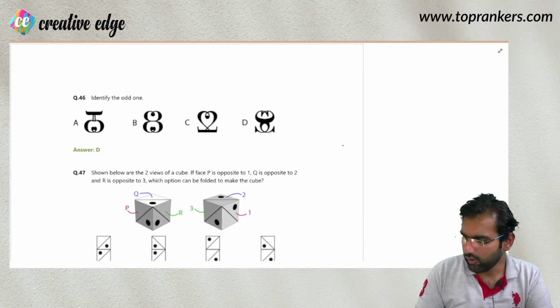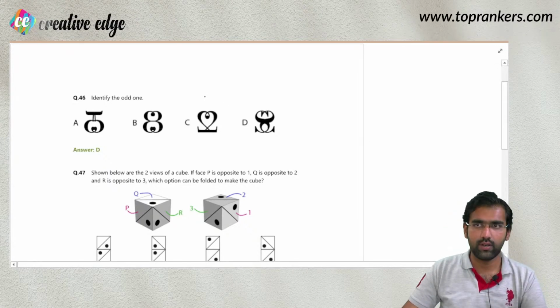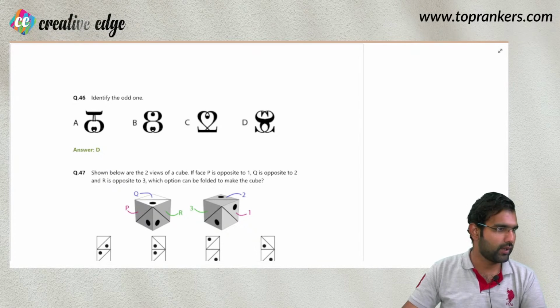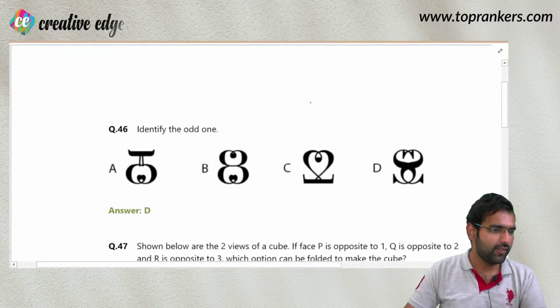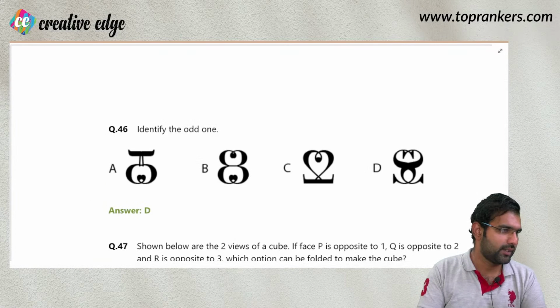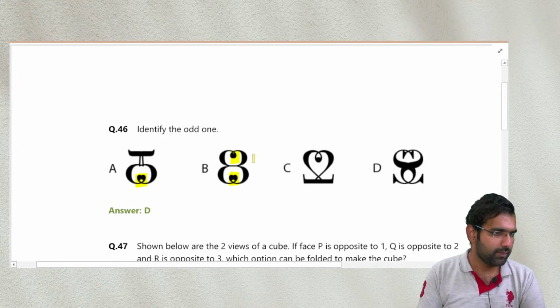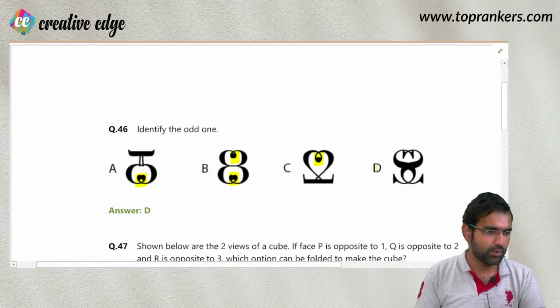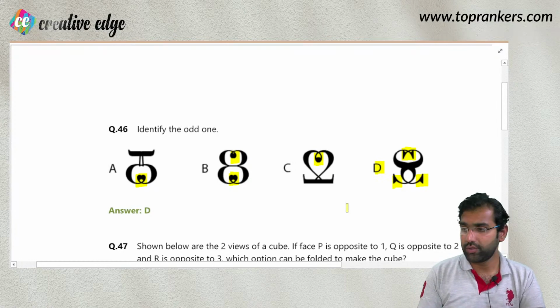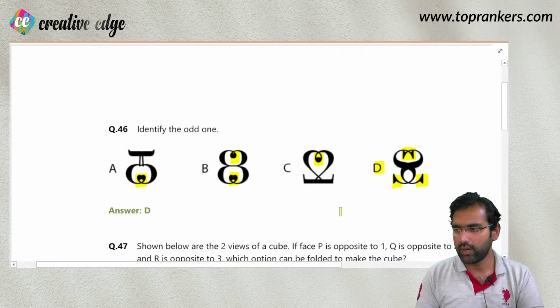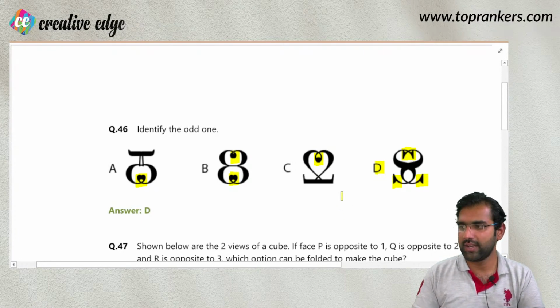Now, question number 46 is a little controversial. So let's have a look at question number 46. Identify the odd one out. My observation was quite simple. All I'm saying is that they all are either starting or ending with a shape somewhat of this kind. But in option D, I'm not seeing any of this kind of a shape. And that's why option D should be treated as the odd one out. That's the only observation I have.